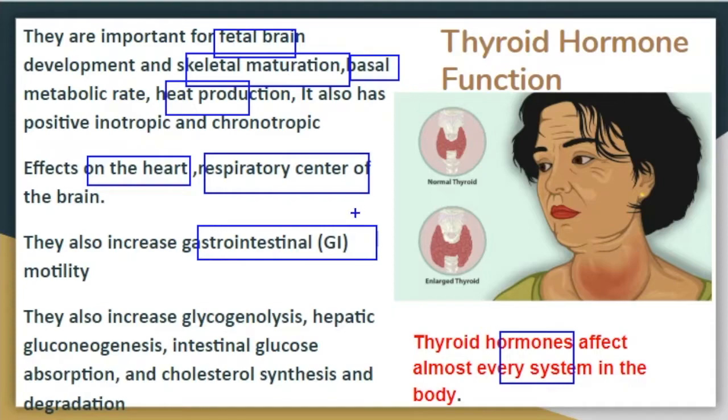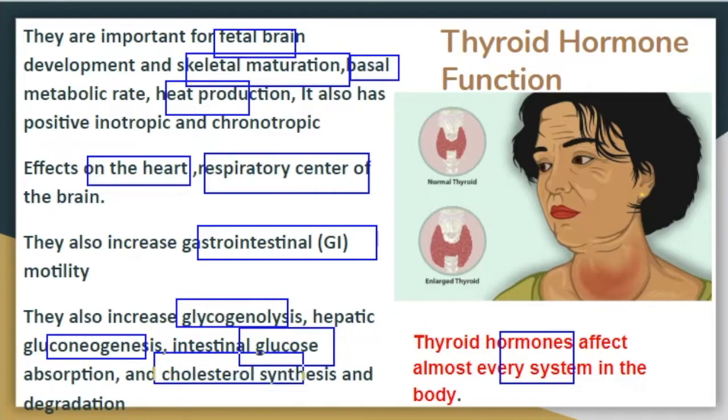So an example of this would be to remember that patients who have hyperthyroidism, wherein the levels of the thyroid hormones are increased, they commonly have diarrhea. And patients with low thyroid hormone levels tend to have constipation. Apart from that, they also increase glycogenolysis, hepatic gluconeogenesis, intestinal glucose absorption, and cholesterol synthesis and degradation. So, in patients with hypothyroidism, one of our tests is also to evaluate the levels of cholesterol in the blood.